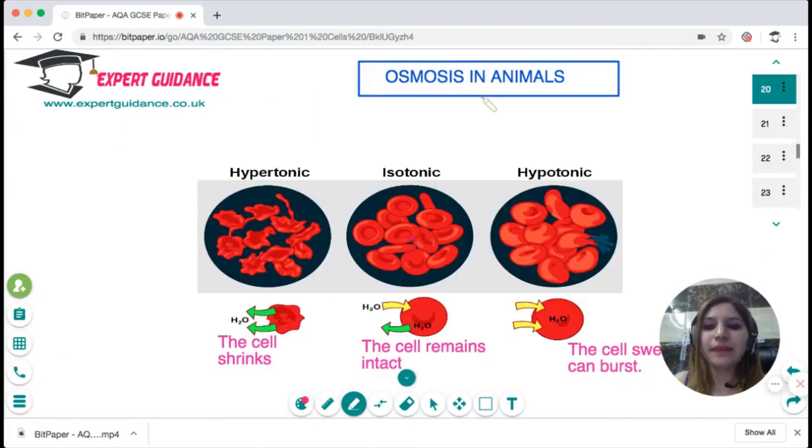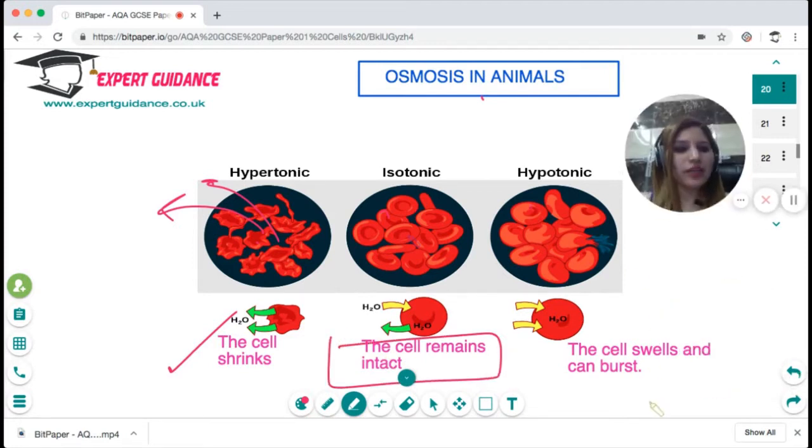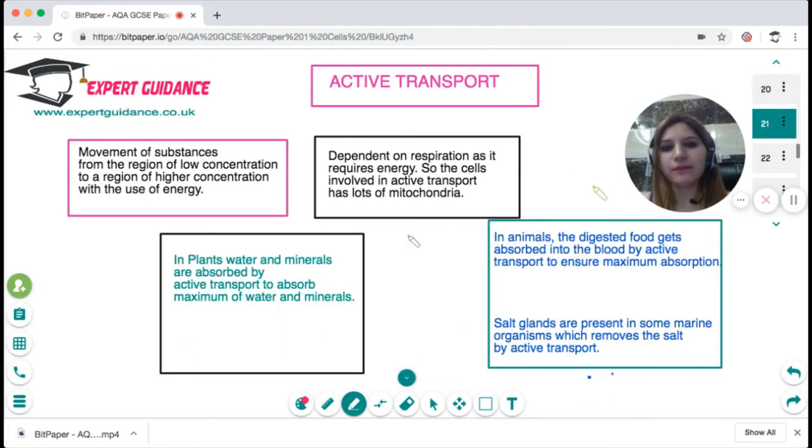Next, in animal cells, if you place them in a hypertonic solution, that is more concentration of solute, the cell will lose water by osmosis and shrink in size. If you place it in an isotonic solution, there's no net movement, so the cell remains intact. And in a hypotonic solution, the cell will gain water, so it will swell and it can eventually burst as well with time. Now, the next transport is active transport.